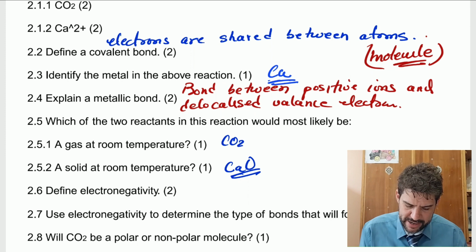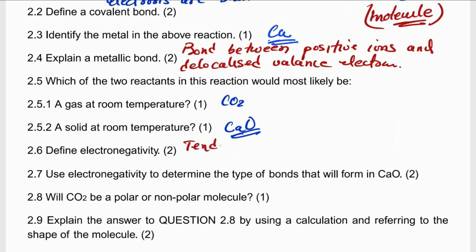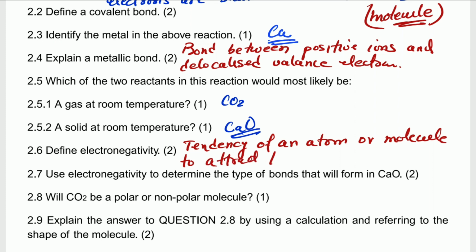Define electronegativity: the ability of an atom or molecule to attract the bonding pair. So the stronger the electronegativity, the stronger they are going to pull the bonding pair.